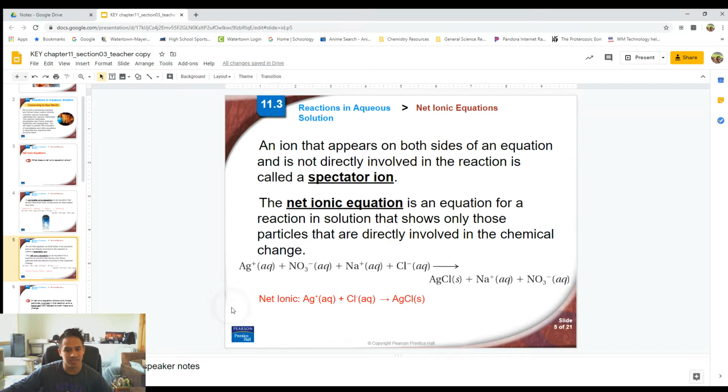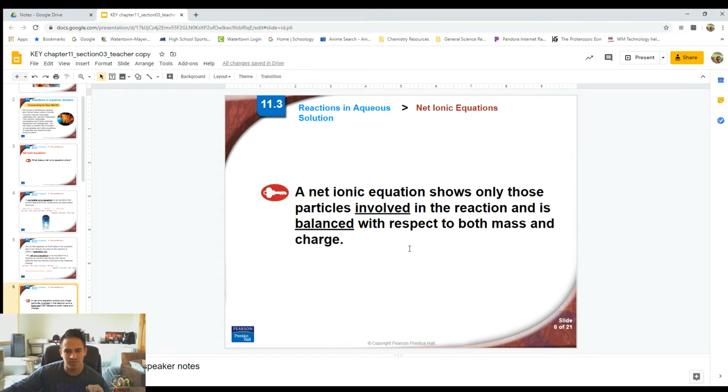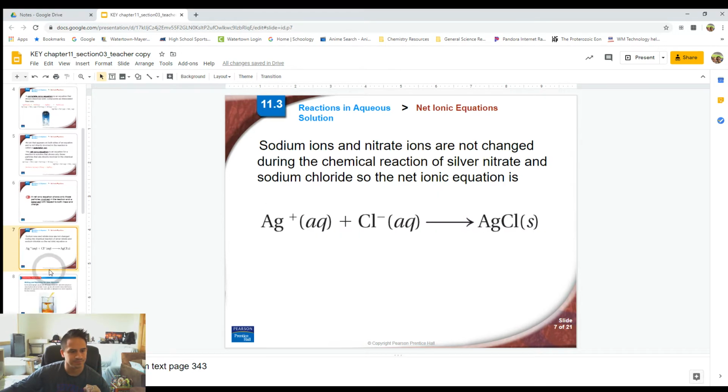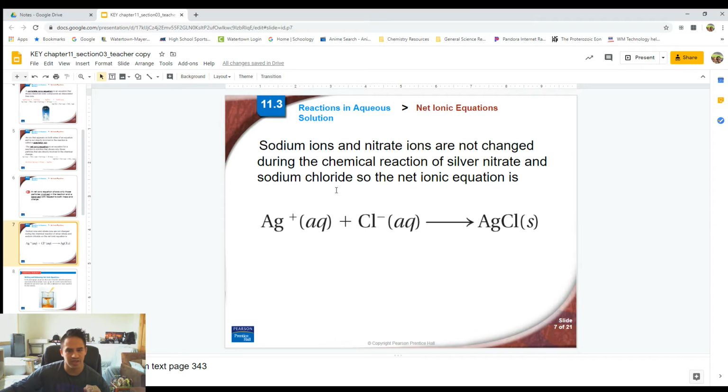Now granted, in this reaction everything was already balanced on its own, so you'll notice there's no coefficients here. That just happened to be the case. Okay, but we would still have to balance the reaction, but this one just happened to already be balanced on its own. So we do still balance both sides. All right, and they show that net ionic equation again right here. Same thing I just showed.